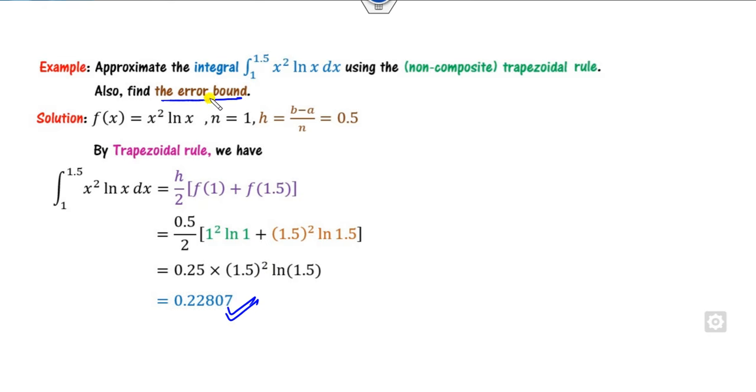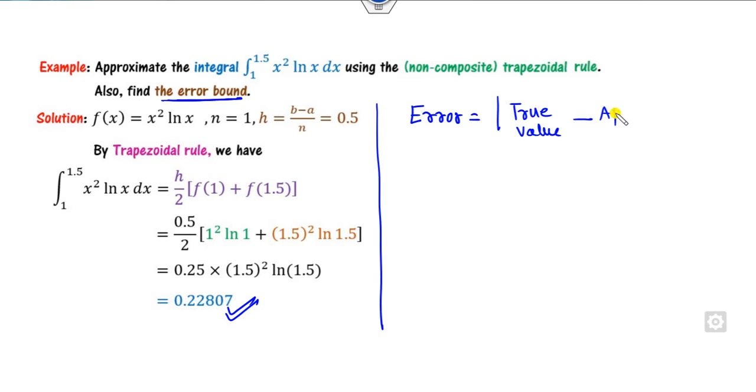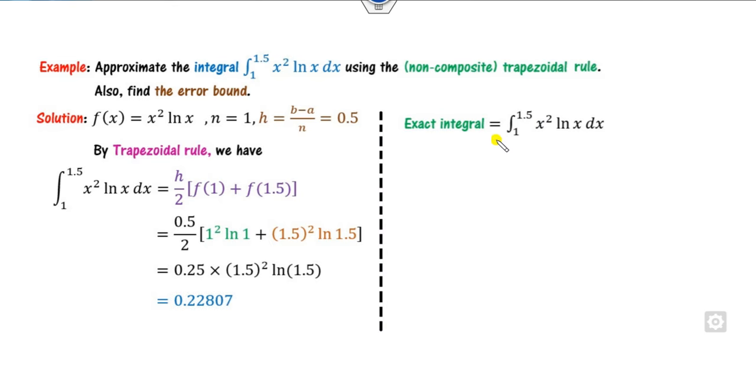Now they are also talking about the error bound. Because n is a very small number, you have picked that, definitely it has an error. So what is the error? We all know how you can find the error. Error is nothing but true value minus approximate value. This value we have computed by trapezoidal rule is my approximate value. Then how can you find the true value? You can simply integrate this function.